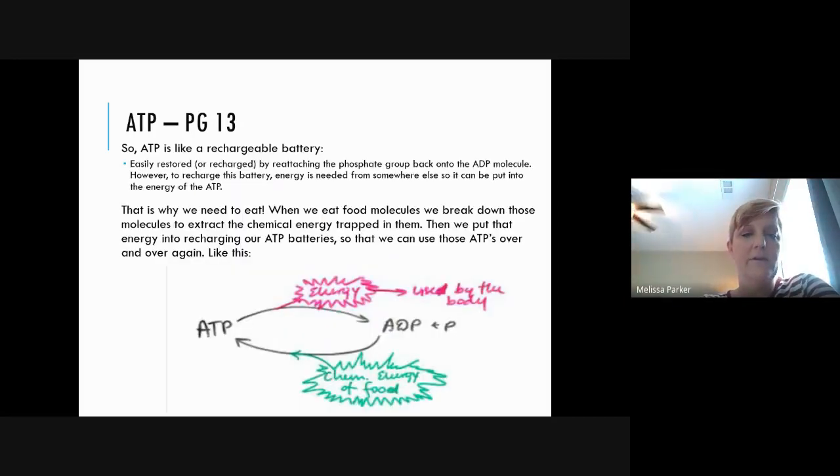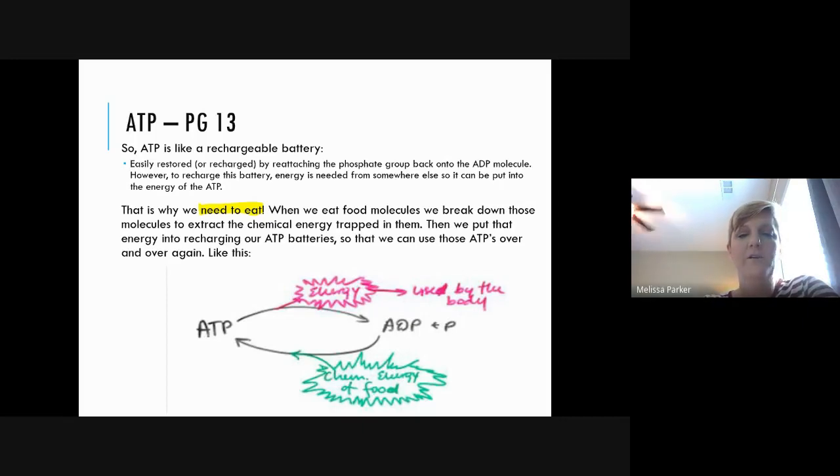So ATP is like a rechargeable battery. It's easily restored or recharged by reattaching the phosphate group back onto the ADP molecule. However, to recharge this battery, energy is needed from somewhere else so it can be put into the energy of ATP. So that is why we need to eat, right? That's where we're going to get that energy from. So even though food tastes good, really, we're only supposed to be eating food to create the energy needed to perform our bodily functions every day.